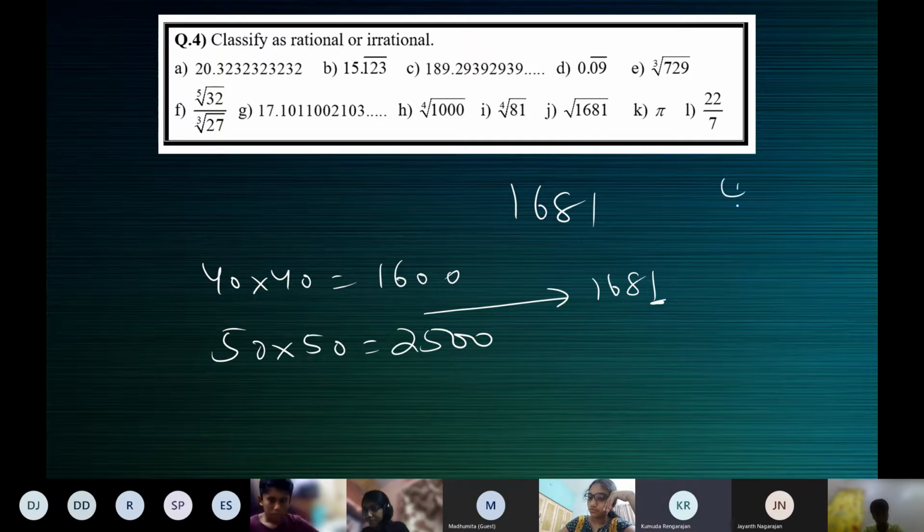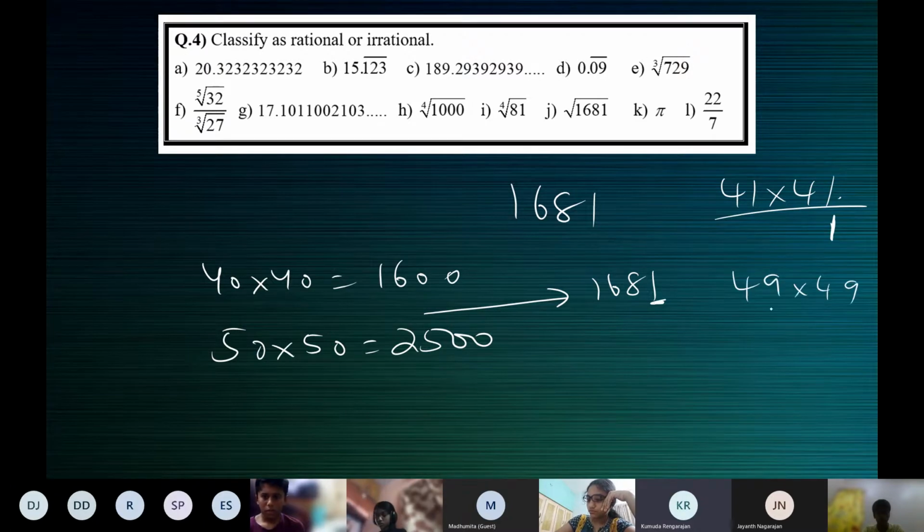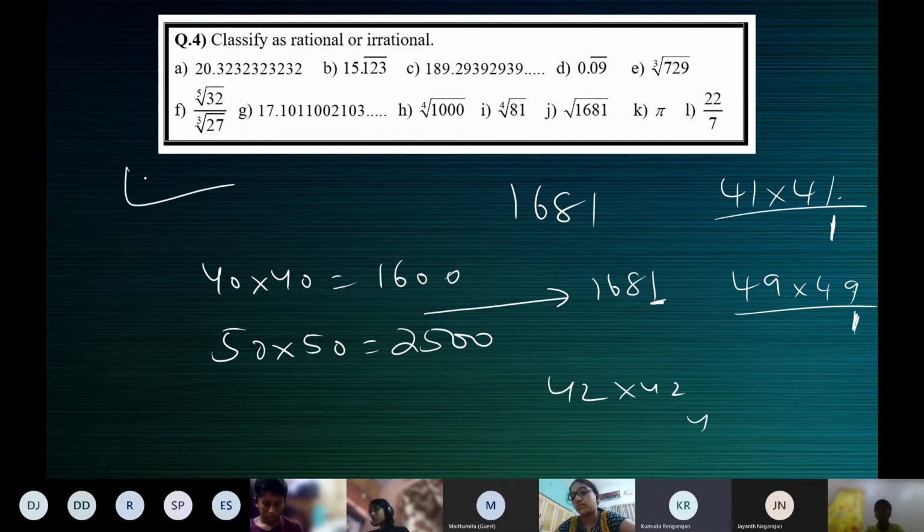So either it should be 41 into 41, because only then it'll end with 1, since 1 one is 1. Or it should be 49 into 49, because 9 nines are 81, giving 1 in the end. It can't be 42, because 2 twos are 4. And also if it is 42, then it should be divisible by 2.